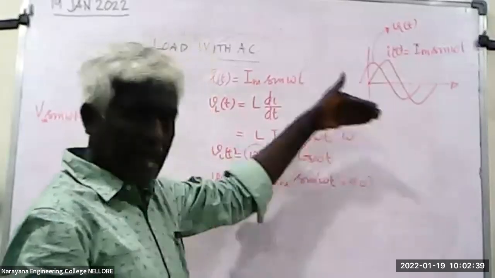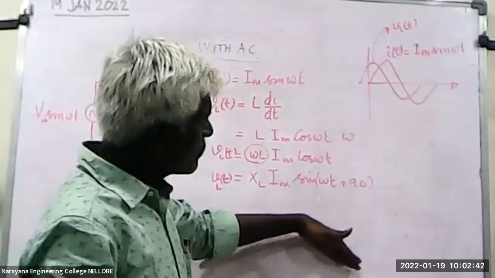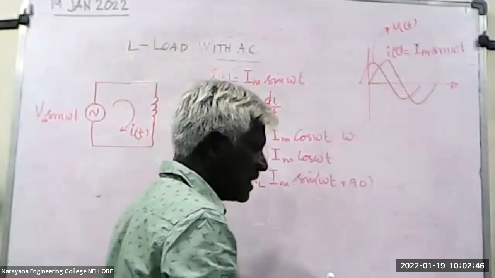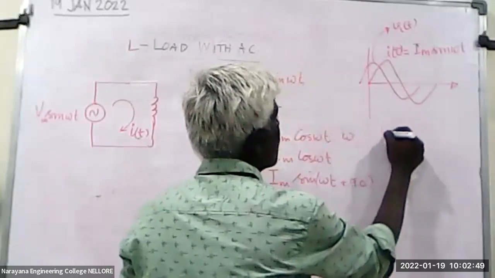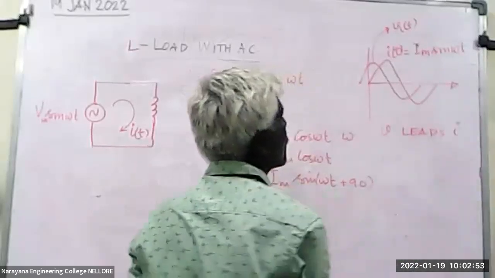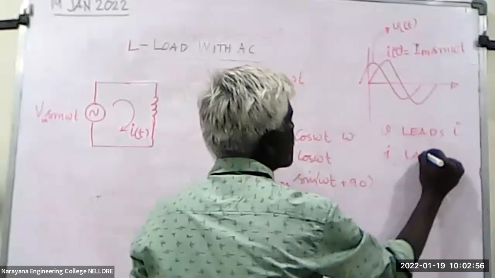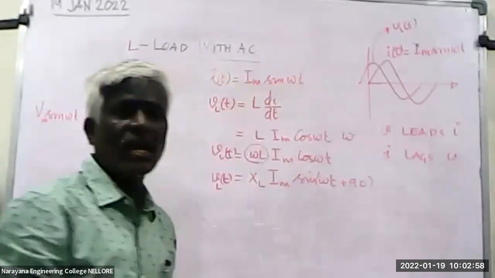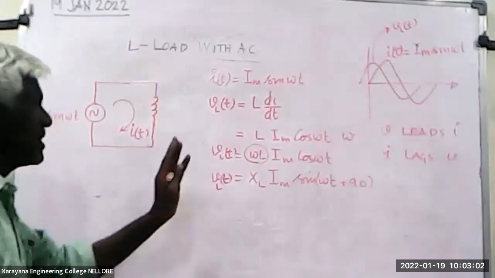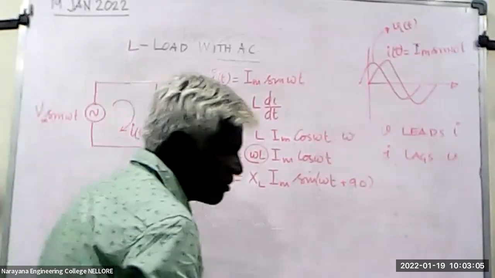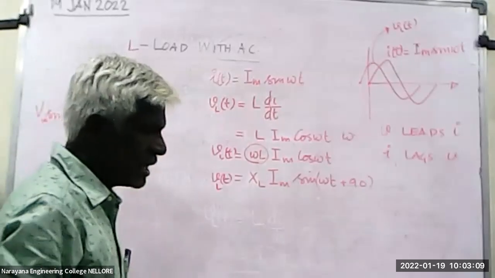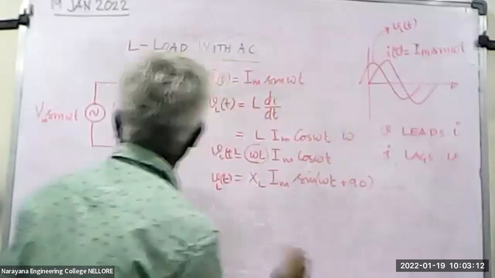Now, from this, mathematically I have found that the voltage is leading or the current is lagging. Just as we have seen earlier, V leads I, or I lags V. This is why we call it leading or lagging. Mathematically we have to see. So this happens in the case of inductance. Now, is that clear? Yes, sir. Okay, thank you.